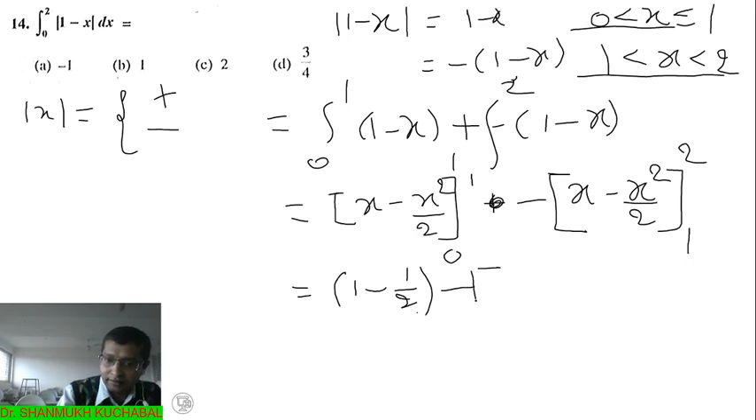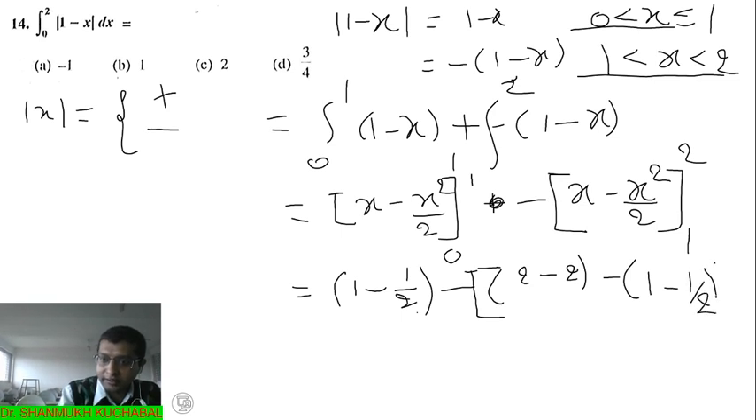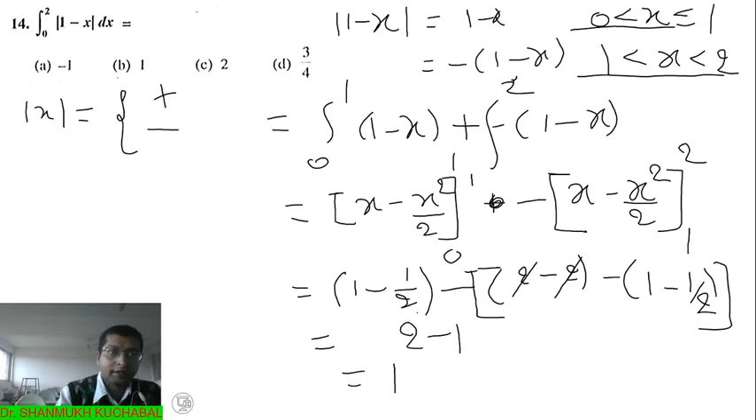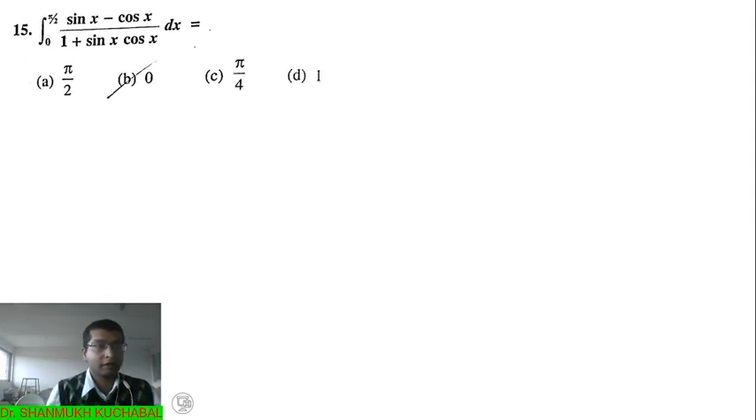Further minus, the value of x equal to the upper limit, 2 minus 2, we get, minus the lower limit, 1 minus 1 by 2. So further, plus 2 minus 2 cancels. So we get the answer as 2 minus 1, or else it is 1. Therefore option B is the right answer. So further we will move to the next example.